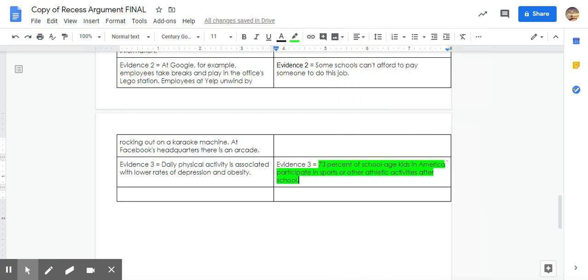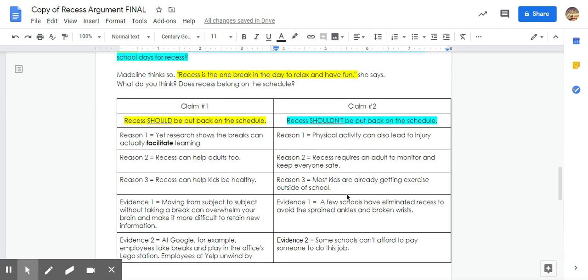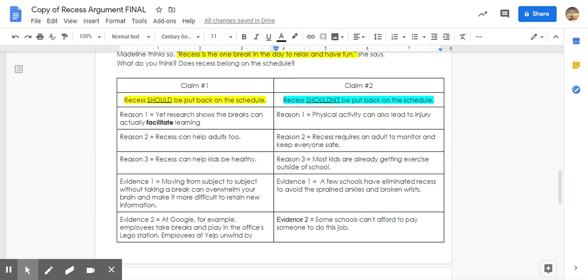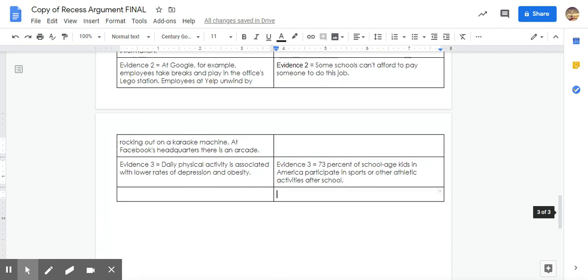So it says 73% of school-age kids in America participate in sports or other athletic activities after school. Okay, so we have analyzed both sides of this argument. We have listed both claims: recess should be put back on the schedule, recess should not. Then we have 3 reasons to back up each one. And then we have matching evidence to also back that up.